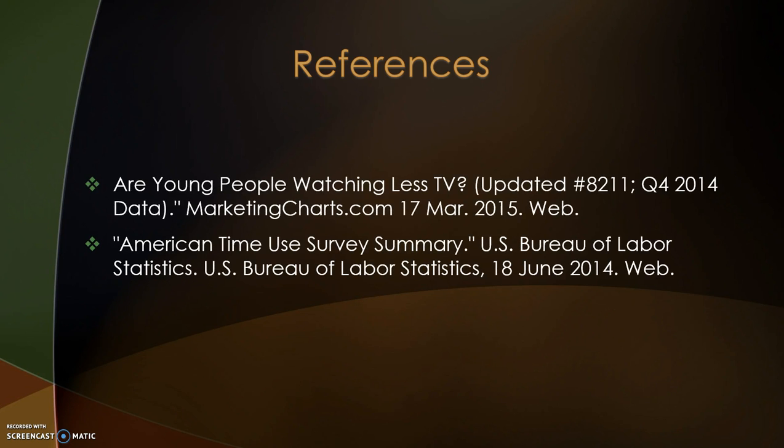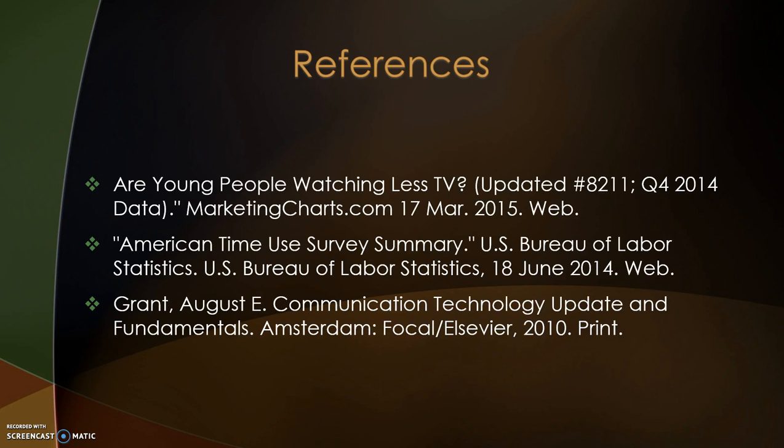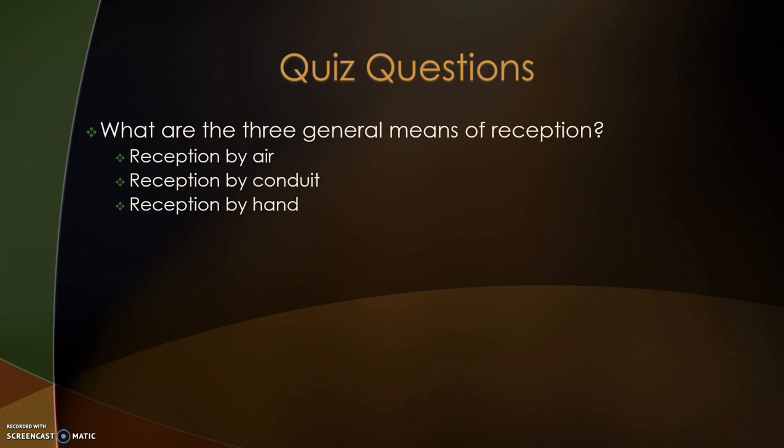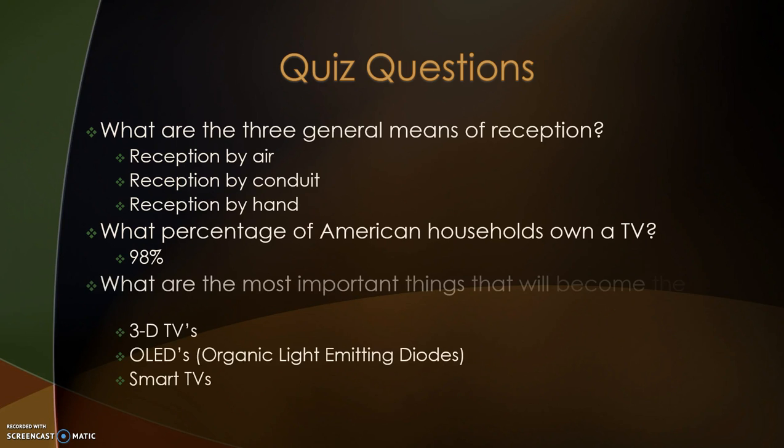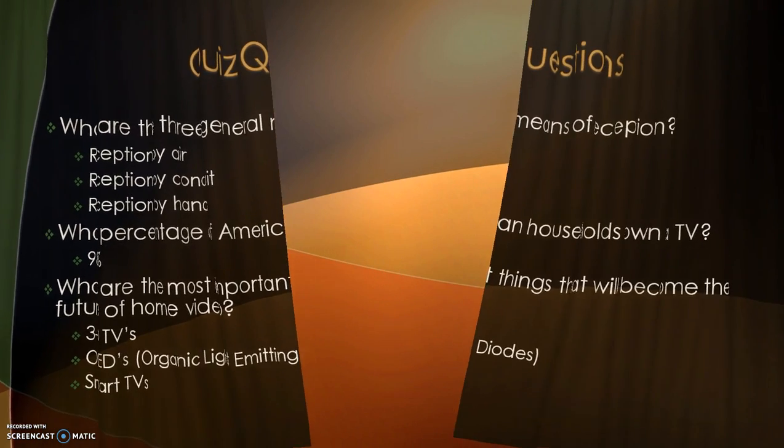So this is a little bit of our references with our text and other sources. And the quiz questions are very simple. What are the 3 general means of reception? The percentage of American households that own a TV currently, and the most important things that will become the future of home video.